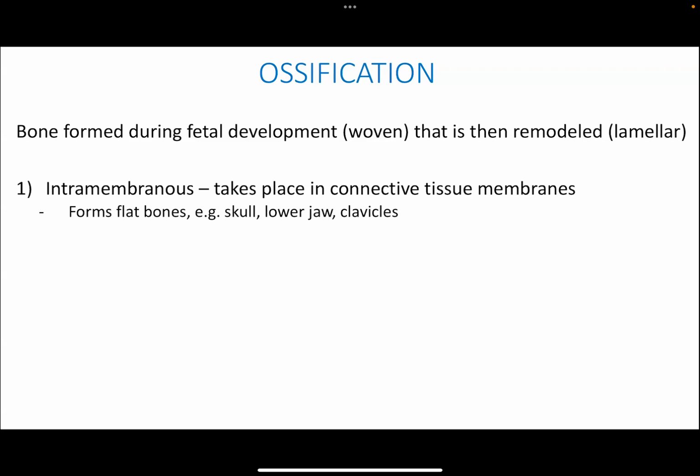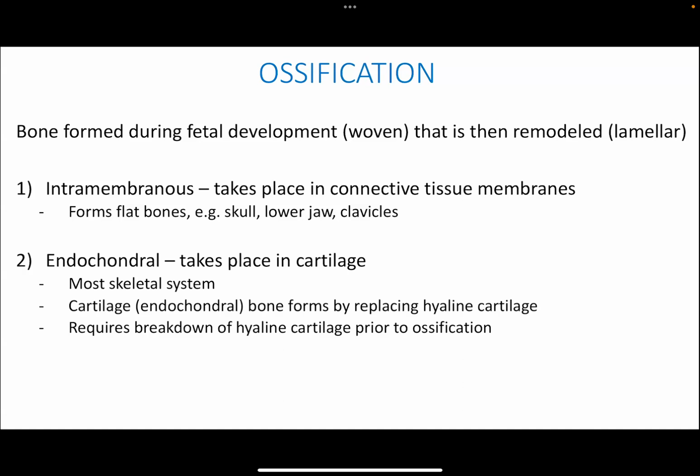Intramembranous, again, inside a membrane. By definition, it's an ossification or bone formation that takes place inside of connective tissue membranes. This type of ossification is going to form our flat bones, what we've talked about before, the skull, the mandible, the clavicles, the sternum.